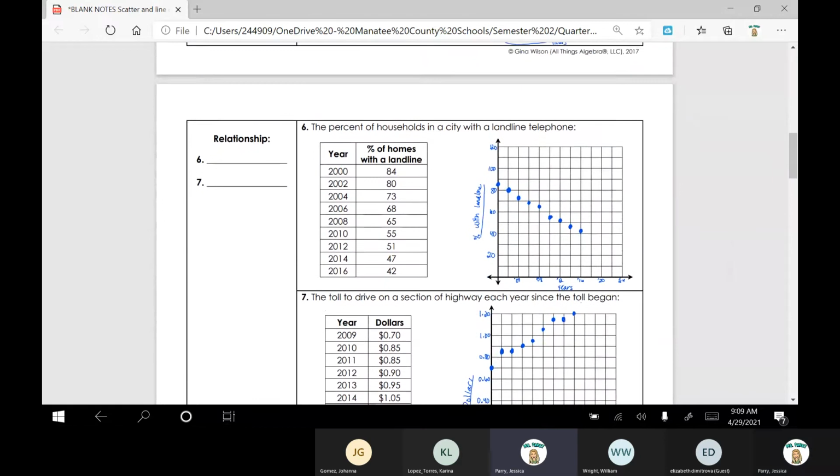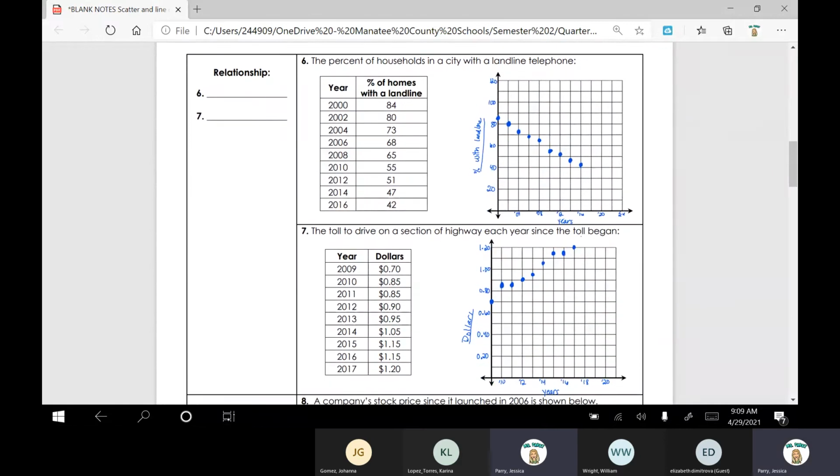Let's keep on going. Number 6, it says the percent of households in a city with a landline telephone, okay? So they told us the year, so I put that down here, and then our percent of homes with a landline. Not sure if anyone even has those anymore, but it's the house phone that's plugged into the house. But you probably don't really have those because you'll see here in just a second. Let's see, what kind of correlation is this? Positive, negative, or none? You read it from left to right. This one's going in the downwards direction. I see someone wrote negative, and that is correct.